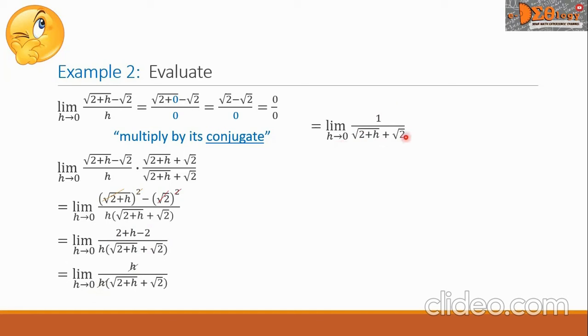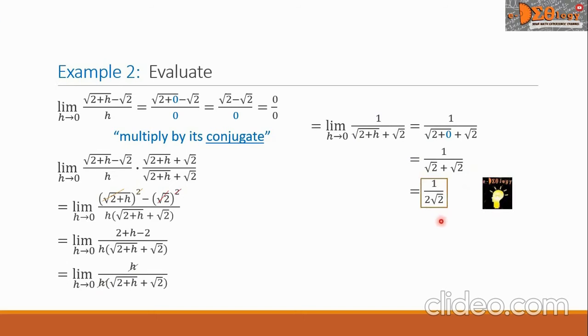This time, let us evaluate our function by substituting 0 to the h. So we have 1 over the square root of 2 plus 0 plus the square root of 2. We can simplify this into 1 over the square root of 2 plus the square root of 2. And our quotient will be 1 over 2 square root of 2. This is our final answer.